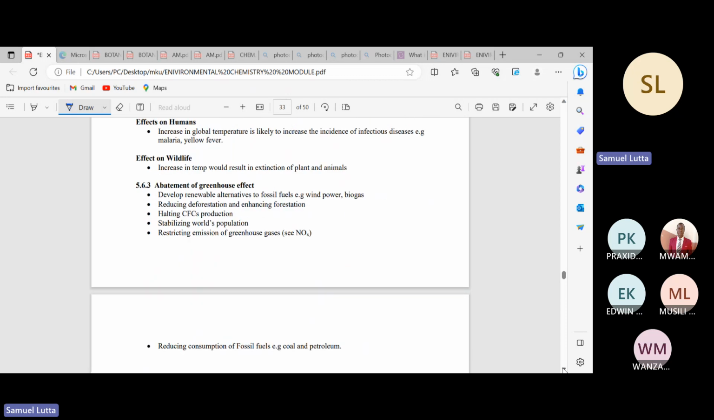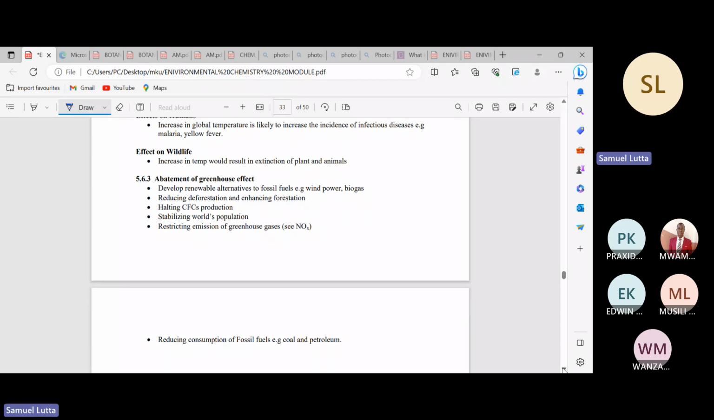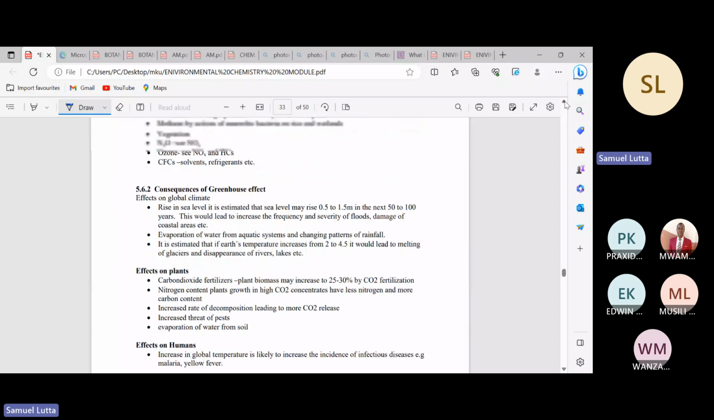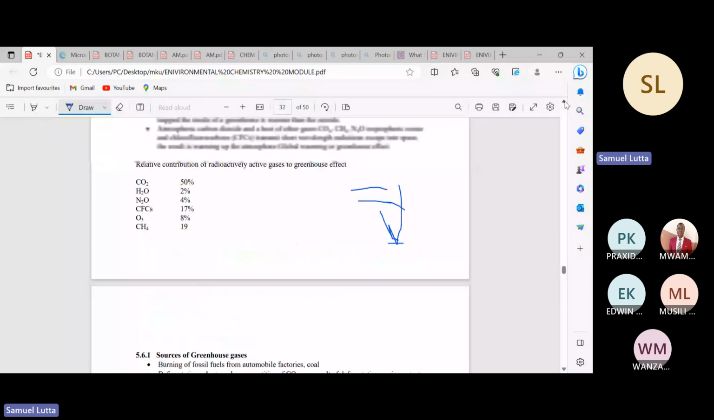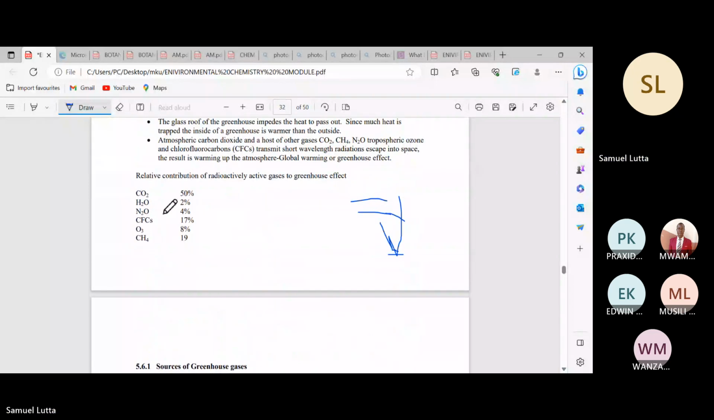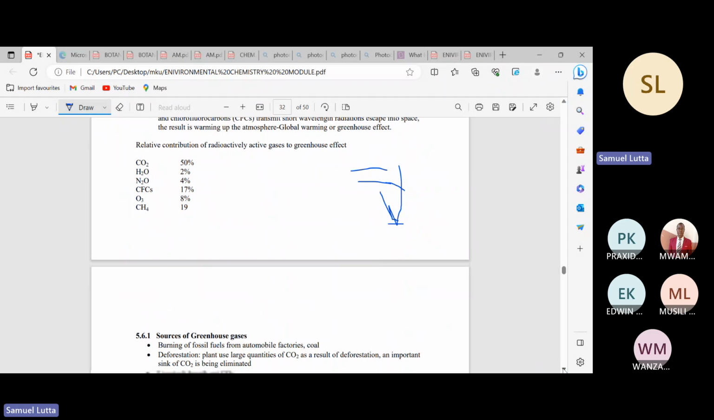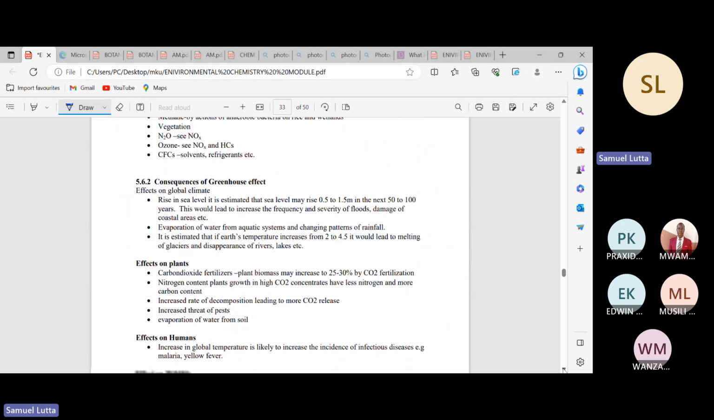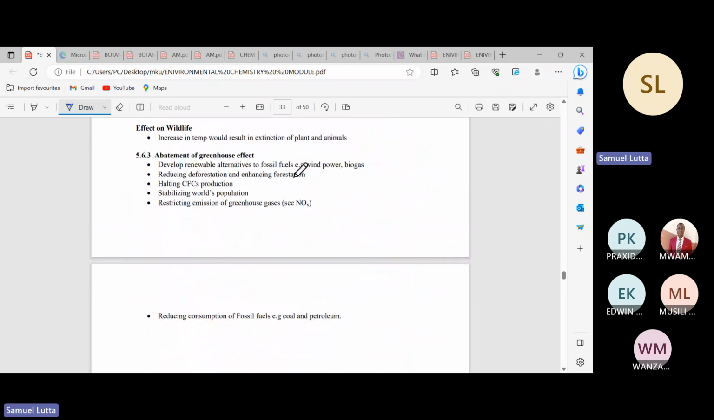So to reduce the greenhouse effect, to control it, it means just control the production of these gases. If you control these gases, then you'll be able to control the greenhouse effect. And this is what they are talking about. So you develop alternative sources of fuel apart from fossil fuel, which when burned, produces carbon dioxide.